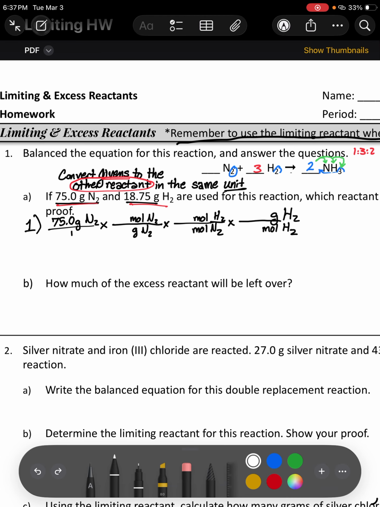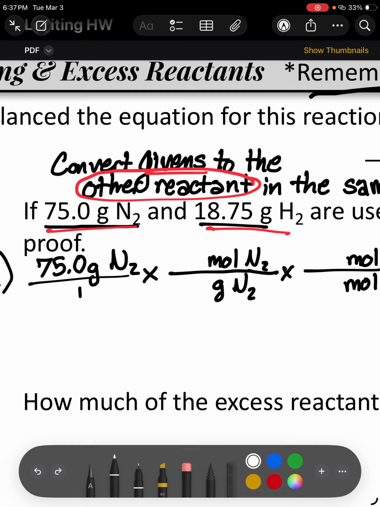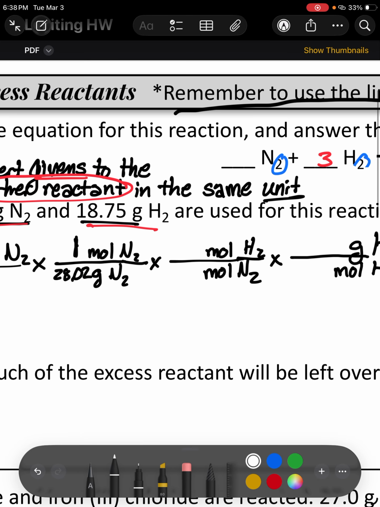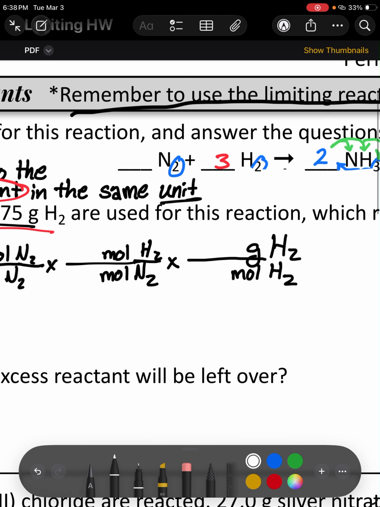Okay, let's fill in these numbers real quick. How many grams are there in nitrogen gas in 1 mole? Because remember, we're always dealing with how many grams per 1 mole. In this case, it's going to be nitrogen's molar mass, which is 14.01 times 2, since we have 2 of them, so that's going to be 28.02. Then, moles of nitrogen to moles of hydrogen.